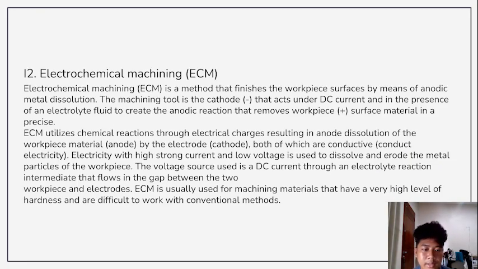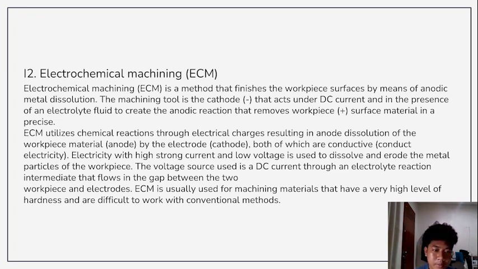Next is electrochemical machining. It's a method that finishes the workpiece surface by means of anodic dissolution. The machining tool is the cathode, and the arc under DC current in the presence of electrolyte fluid creates an anodic reaction that removes workpiece surface material in the process.